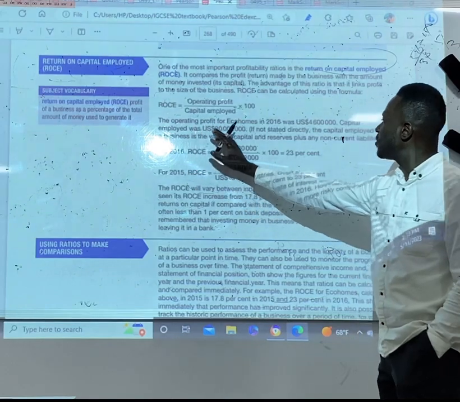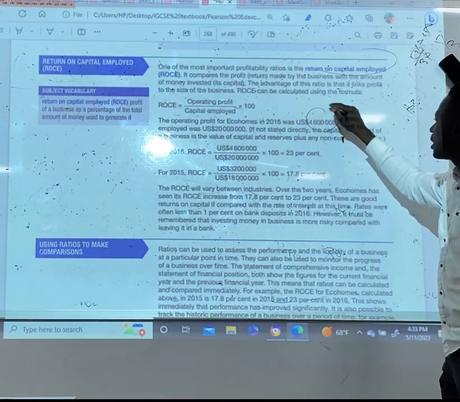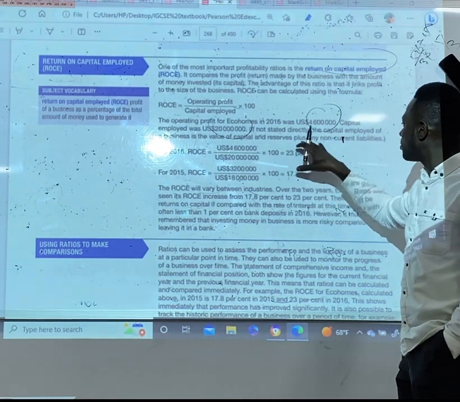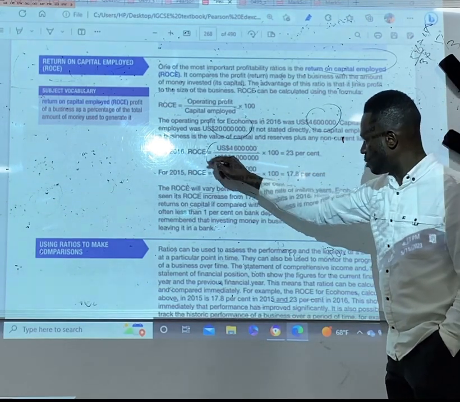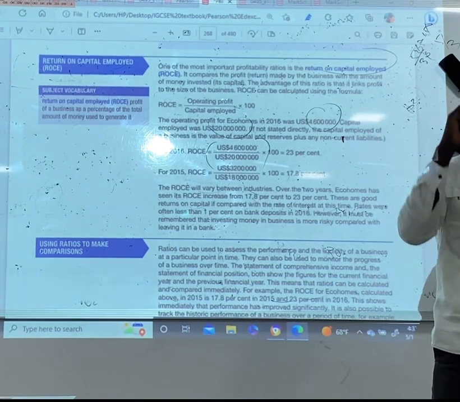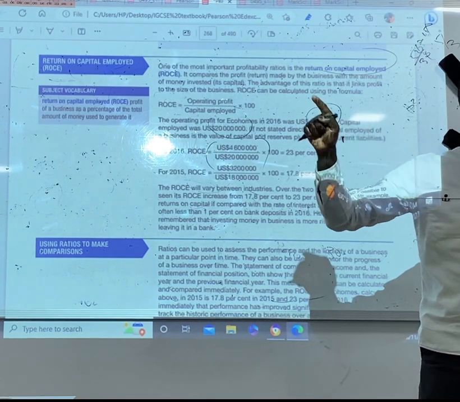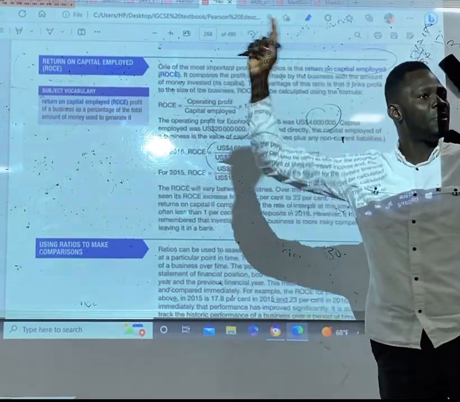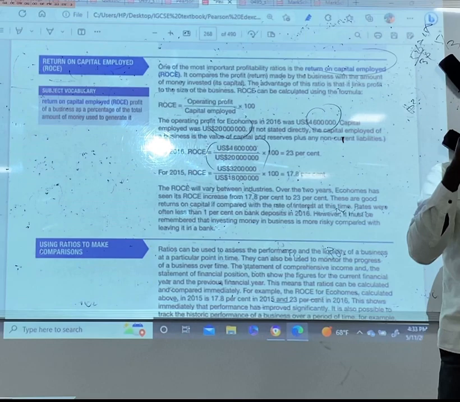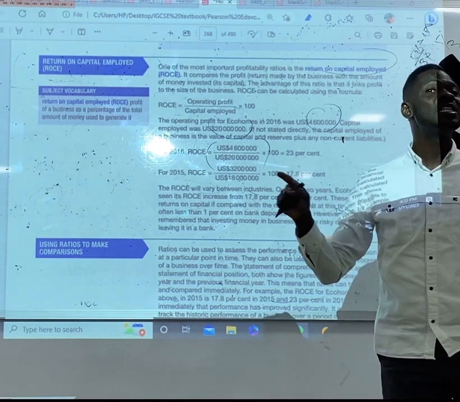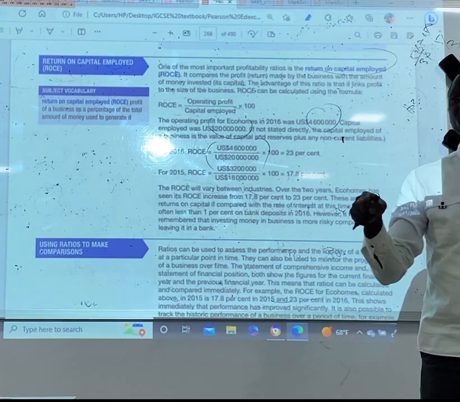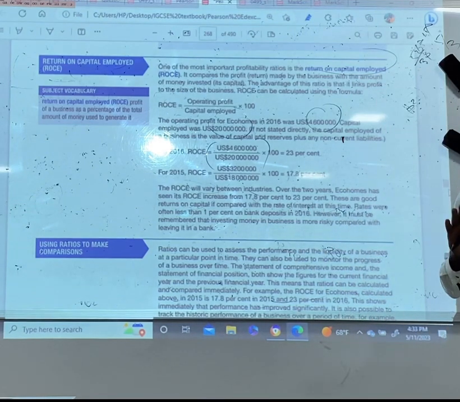So here they said the operating profit of Echo Homes in 2016 was this. Capital employed was this. If not stated directly, the capital employed of a business is the value of the capital and reserves plus any current, non-current liabilities. So before we go into this calculation, for the amount of money you have invested in the business, you have to take note that you have some long-term liabilities too, like a loan you have taken from the bank. So if you are calculating the amount of money you've made, you should also remember that you need to pay your debts, especially the long-term ones. So don't just calculate your profit, also remember that you have borrowed a certain amount of money which you have to pay. Do you understand? Yeah.